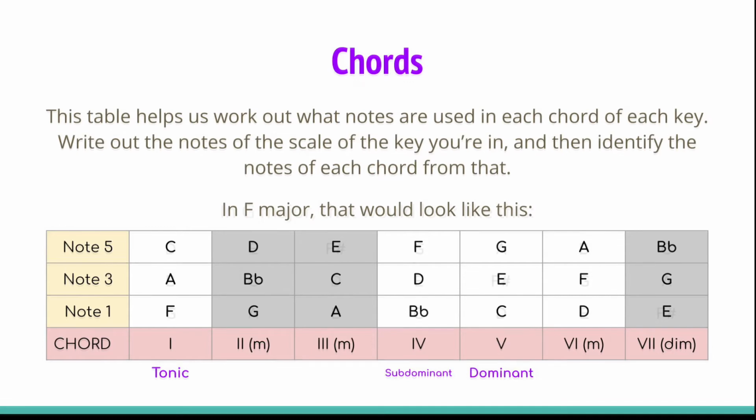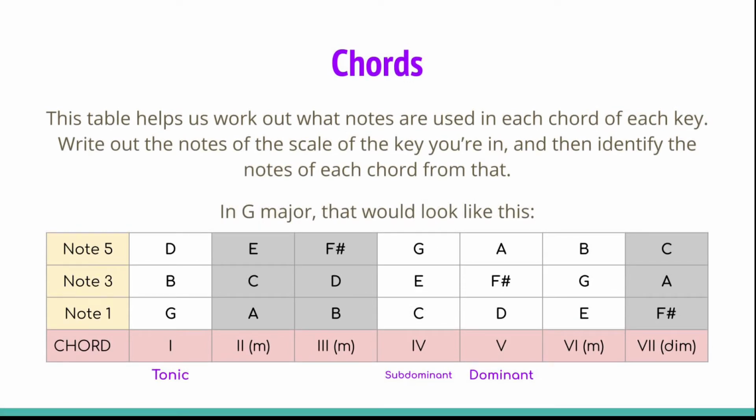Let's take a look at the next key, which is G major. Again, let's use the table, the grid, to help us work out what notes are used in each chord of G major. Pause the video and copy all the information into your booklet. Start by writing out the notes of the scale of G major, then identify the notes of each chord from that. Again, pay attention to the language under the table and remember to focus in on chords 1, 4, 5 and 6.